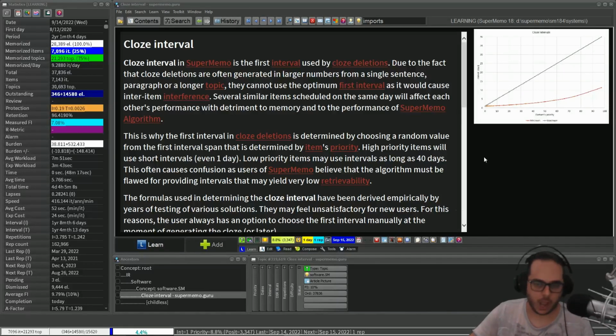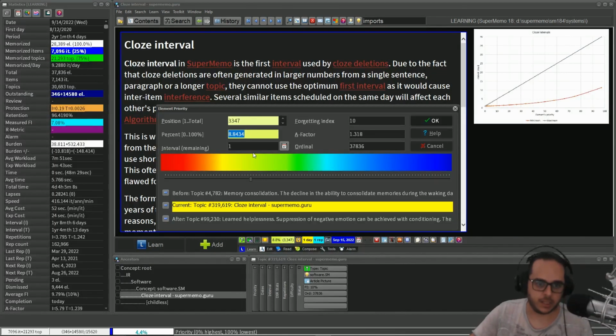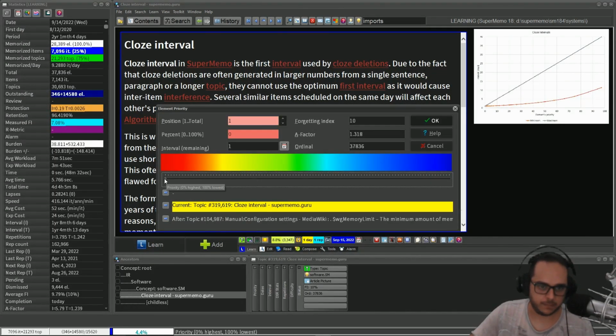So basically, I will use the same article as an example. I will make closes so we can check what we see in real time. Okay, so first, let me set the priority extremely high. Just for the sake of the example, it will be the first position, the highest priority.